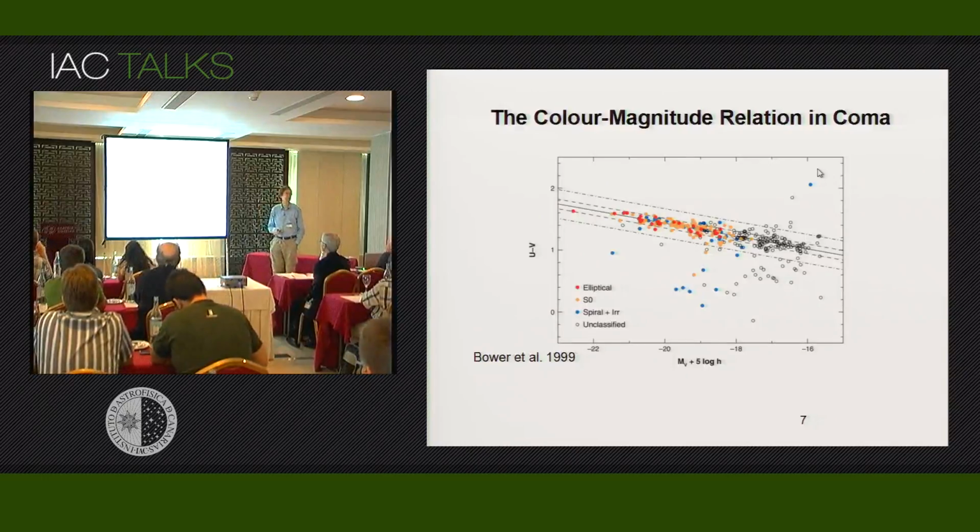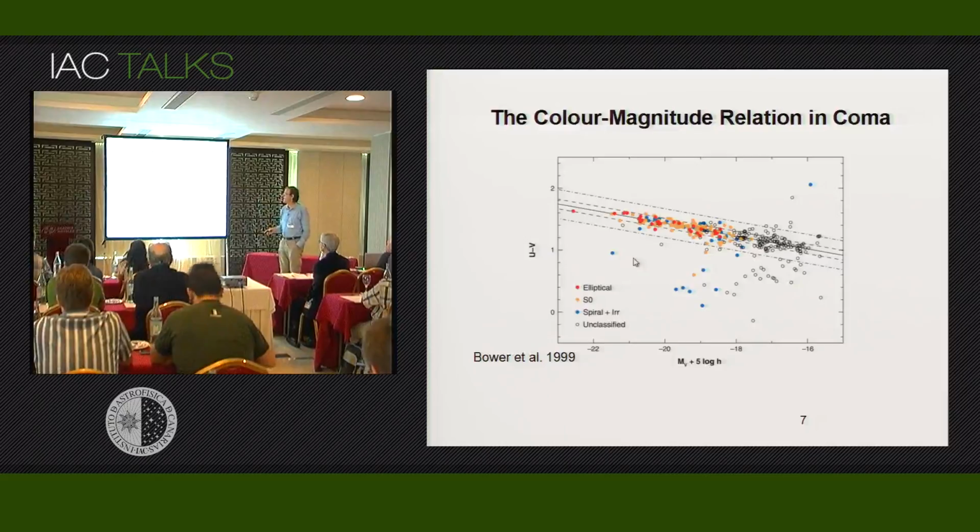So this one, basically the red sequence, the color-luminosity relation, is the one in the Coma cluster. The Coma cluster is a rather high-density environment, and what you see in Coma is a very famous work of the Durham group: Richard Bower, John Lucey, Richard Ellis, and students. What you see here at the bright part is only ellipticals and S0s. The fraction of spirals in the inner region of the Coma cluster is non-existent.